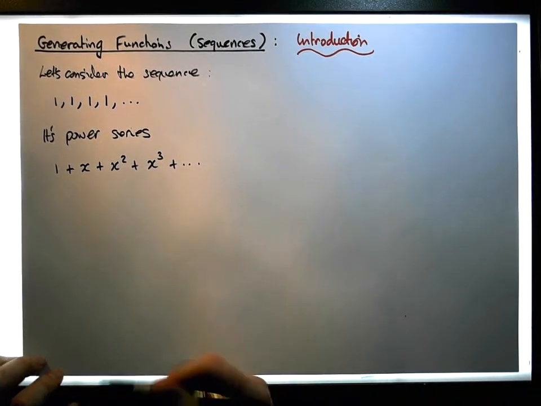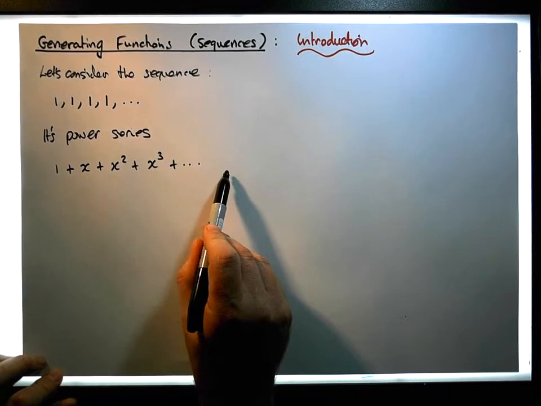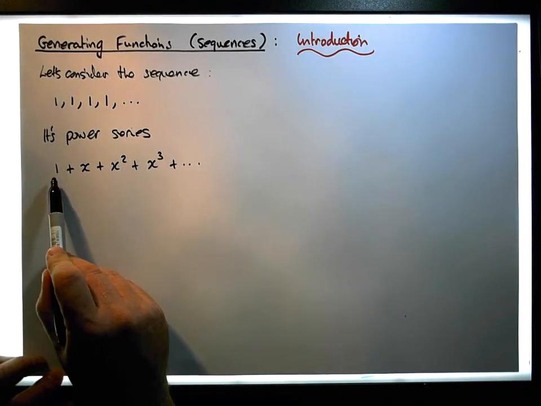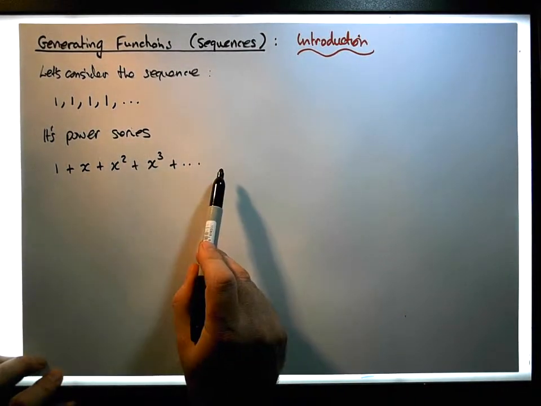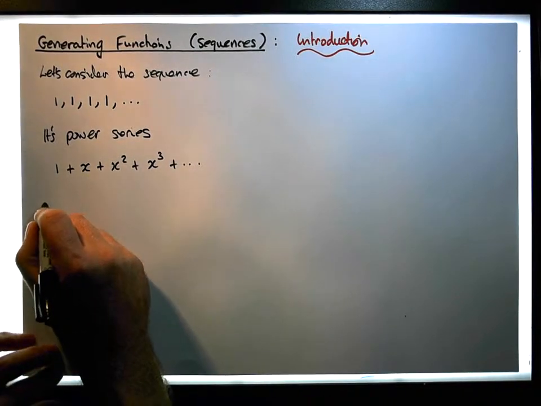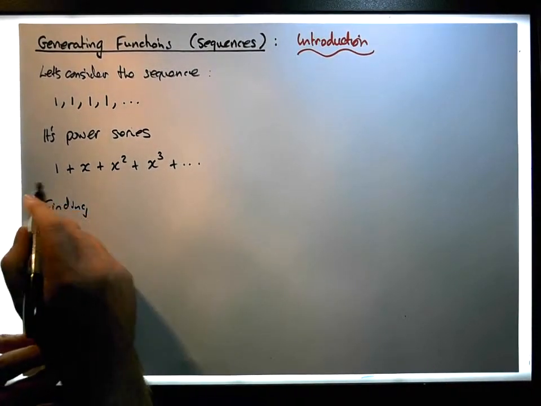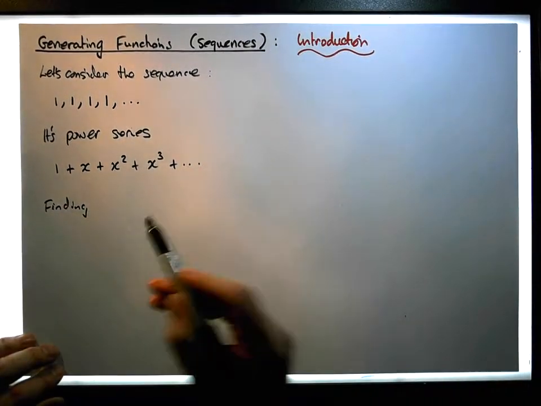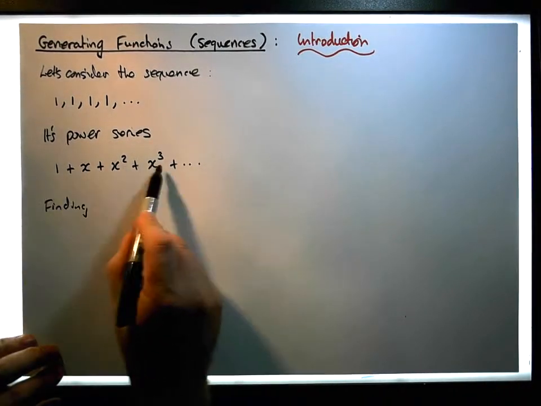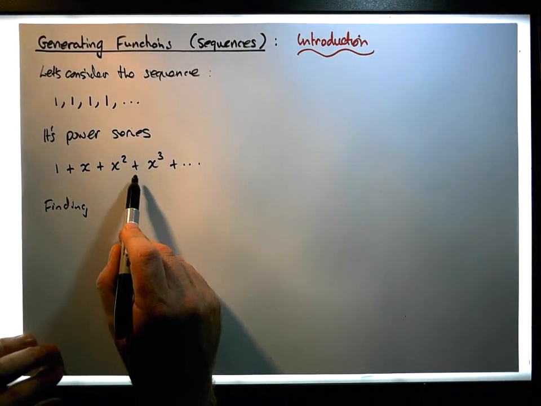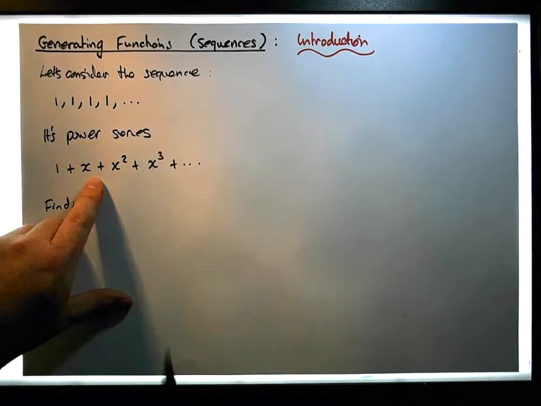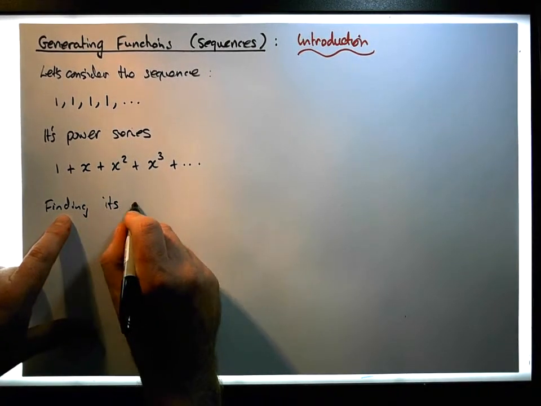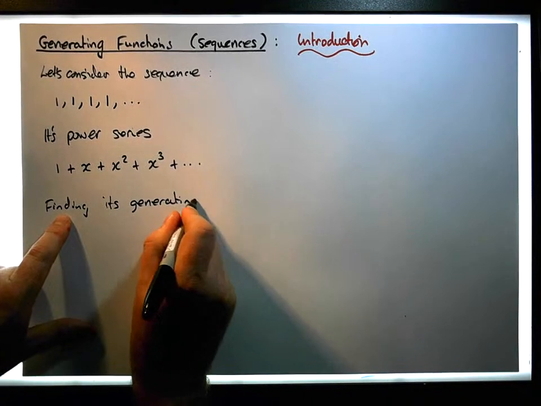Now, this is an infinite power series. Is there any way we can find a closed form function that represents the summation of this sequence? We can actually do that. This closed form function is what's known as the generating function for the power series. Every generating function is associated with a power series, and the coefficients in the power series are associated with the terms in the sequence itself. Finding its generating function is quite simple.